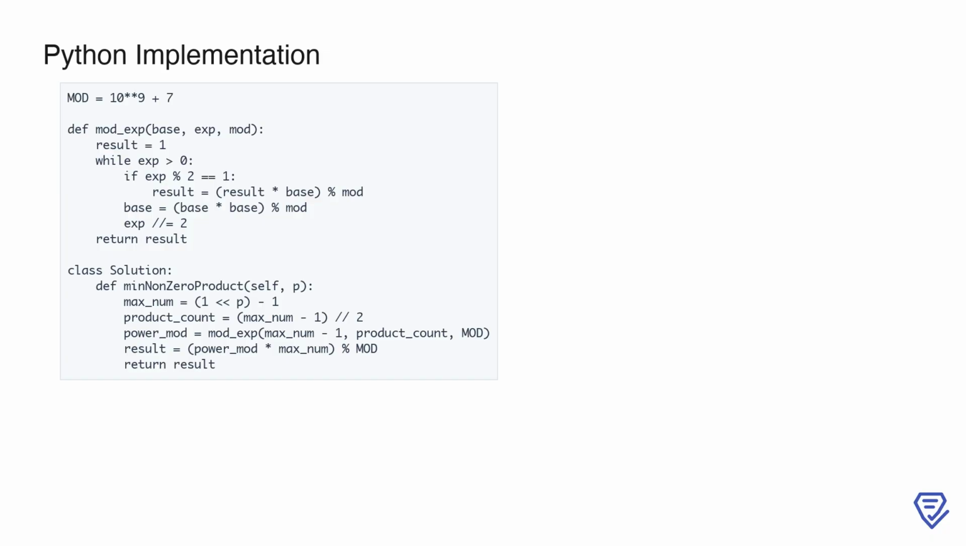3. Efficient computation. Using modular exponentiation, we calculate max_number - 1 raised to product_count modulo mod, reducing computational overhead. The final result is obtained by multiplying this power with max_number modulo mod. 4. Return result. The result is returned as the minimum non-zero product modulo 10^9 + 7. This approach ensures efficient handling of the exponential growth of nums for large p, achieving logarithmic complexity for the modular exponentiation.